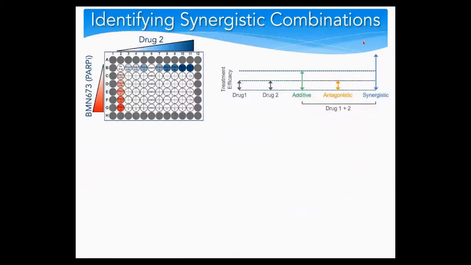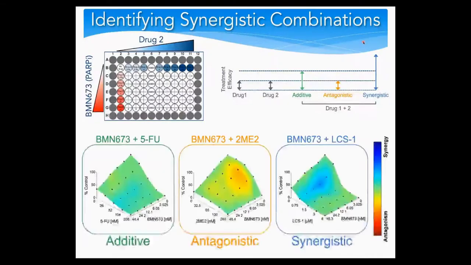And if it's synergistic, which from a clinical perspective is what we really want, then it has, if you will, super killing in this particular case. So shown here are just one example of each of those three categories. We have BMN 673 with 5-FU or 5-fluorouridine, which is usually part of a chemotherapeutic regimen for colorectal cancer.